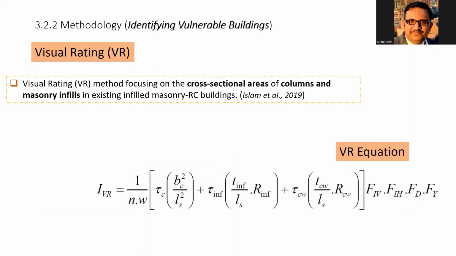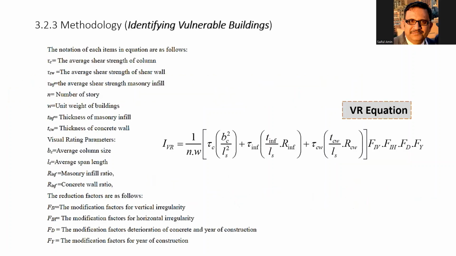And if I can give you a short demonstration of the VR rating system, I can say that it focuses on the cross-sectional areas of columns and masonry infills for masonry RC buildings. And you can see the equation in this slide, and mostly it focuses on the number of stories, shear column strength, thickness of masonry infill, thickness of concrete wall, and some other factors.